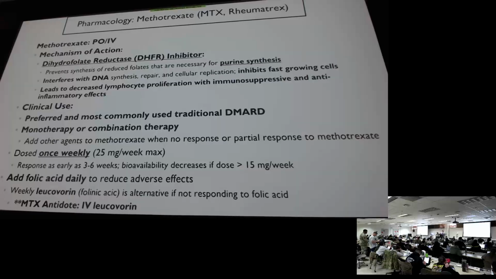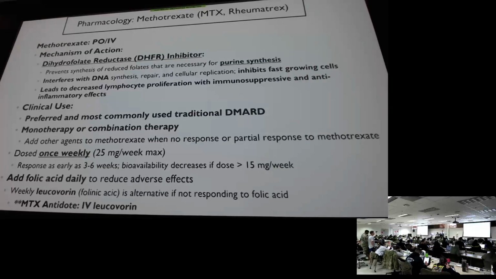It's the preferred, most commonly used DMARD. Can be used as monotherapy in mild to severe, or as you move up in that scale, you can combine it with other things. It's dosed once a week. The PANTS really hits that for some reason. It's once a week, right? Once a week. Because if folks start taking it once a day, then you're going to have all the side effects that we're about to talk about. Usually you're going to see a response in a month or so, 3 to 6 weeks.